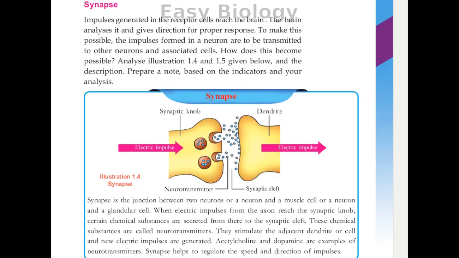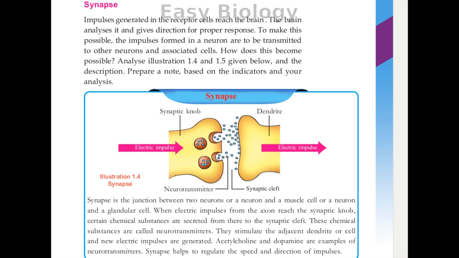The next we can study about synapse. What is synapse? Synapse is the junction between two neurons, or a neuron and a muscle cell, and a neuron and a glandular cell. When the impulses reach the synaptic knob, certain chemicals are secreted from the synaptic knob to the synaptic cleft.